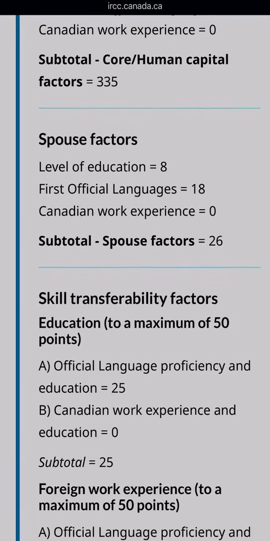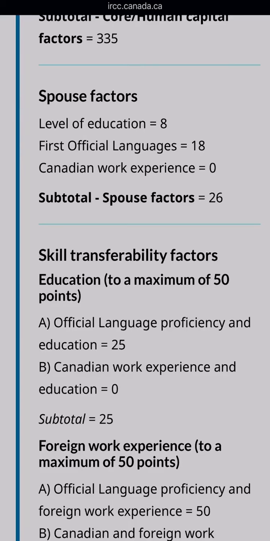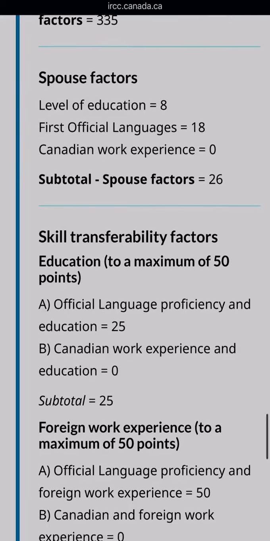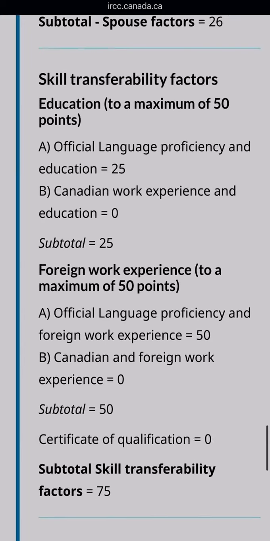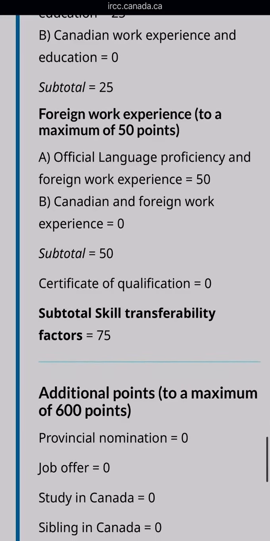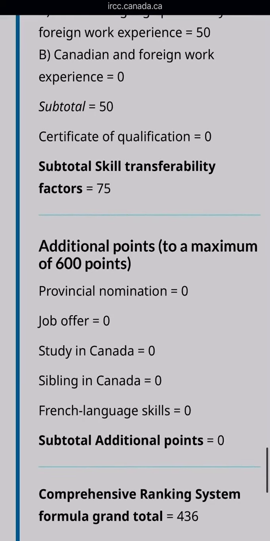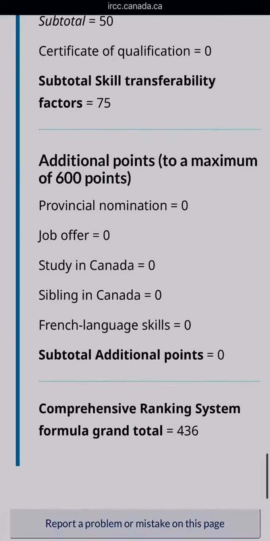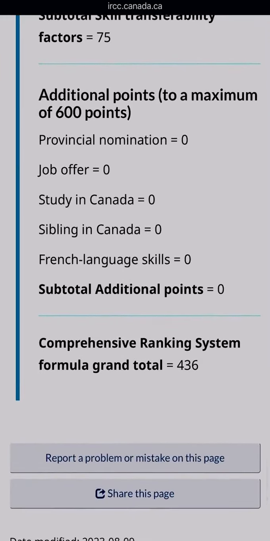Now skill transferability, education, right? Official language proficiency and education is 25, subtotal 25. Foreign work experience 50, skill transferability 75. And then if you have additional job offer and all that, it will be higher points, but those points don't apply. So where you are right now is 436. So if everything I say applies to you, you'll be at 436.